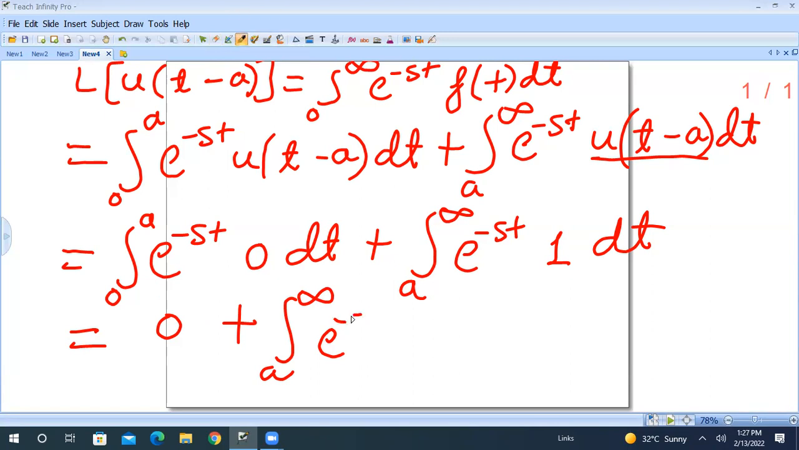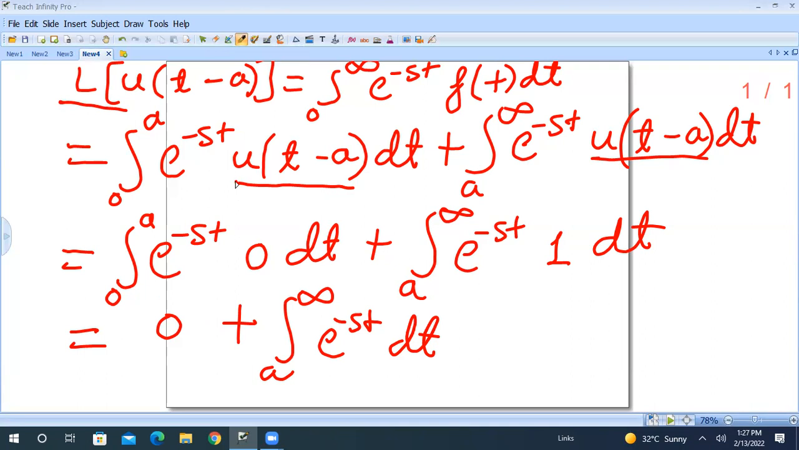So e to the power of minus st into dt. First we will consider the Laplace transformation definition here. Then we apply that definition: integration 0 to a e to the power of minus st u of t minus a into dt. So u of t minus a is the given term, f of t is given to us. So let us look at our conditions, into dt.